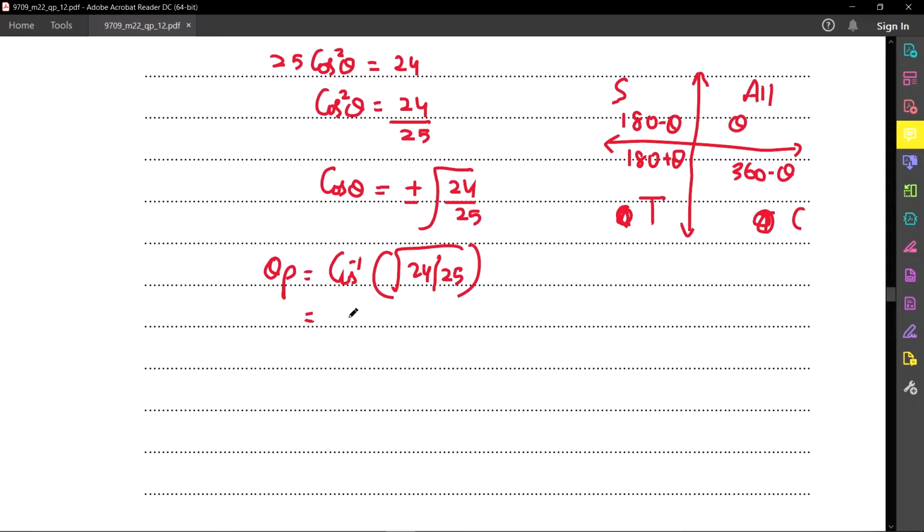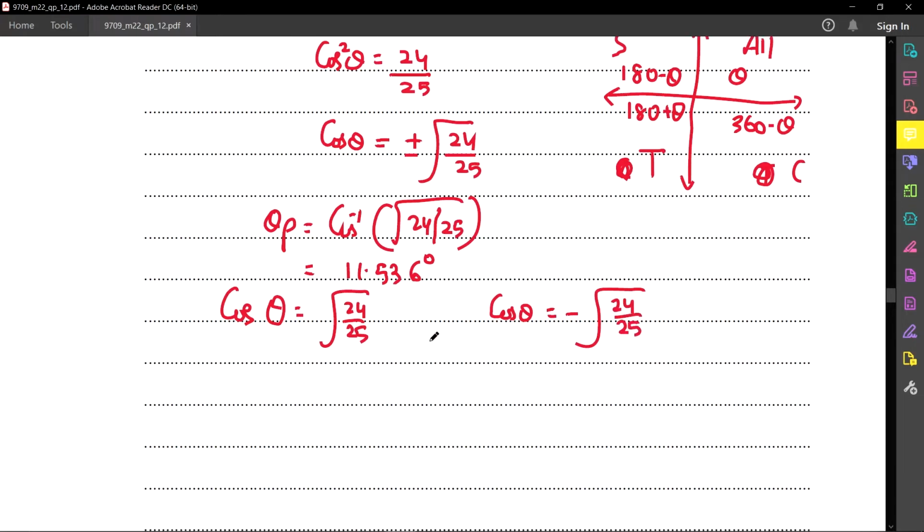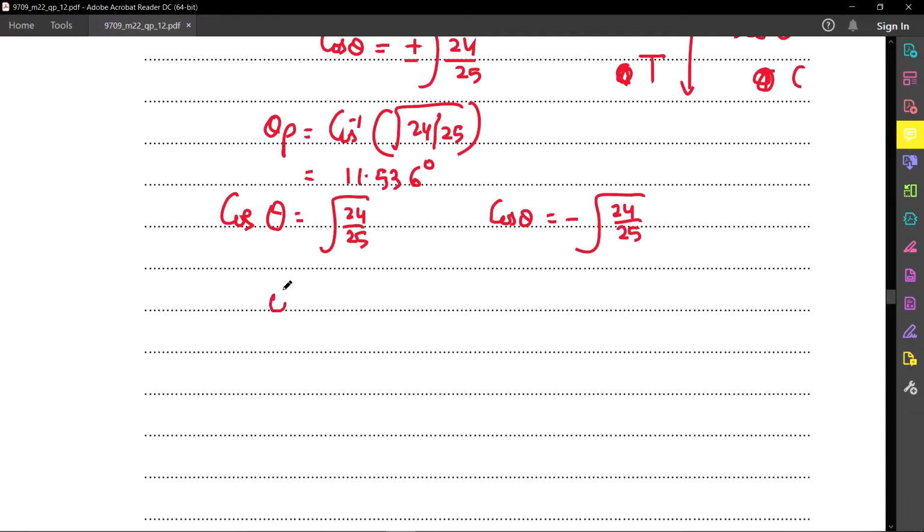That is 11.536 degrees. So this is a principal value. Therefore, the theta value is, so what you can do is you can write cos theta equal to the positive root 24 by 25, and cos theta equal to the negative root 24 by 25. So here you get the principal value is 11.5 degrees. Angles always to one decimal place. And in this case, cos is negative.